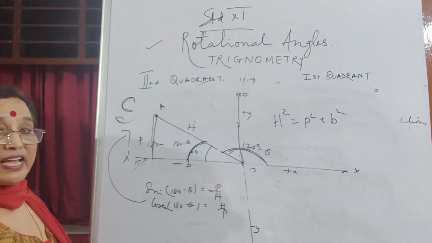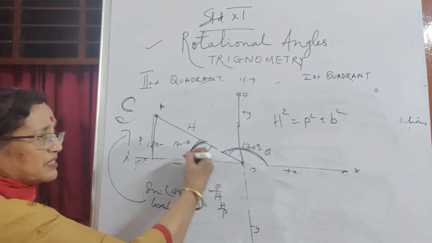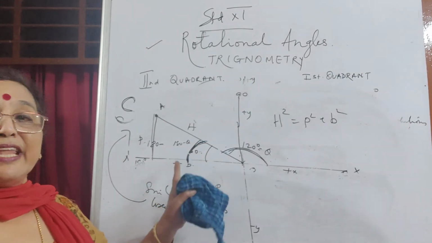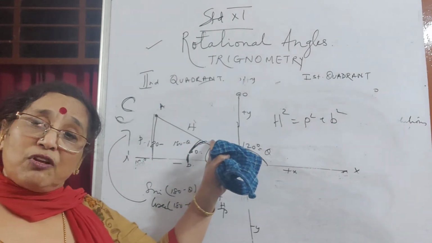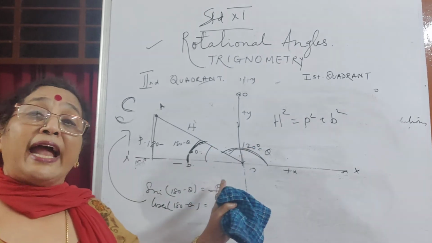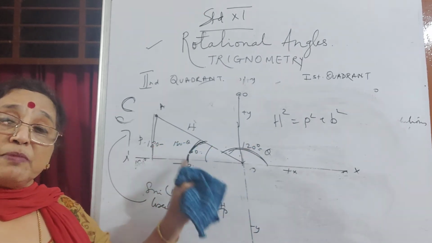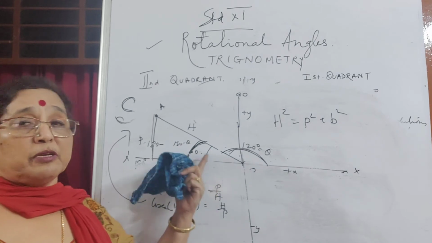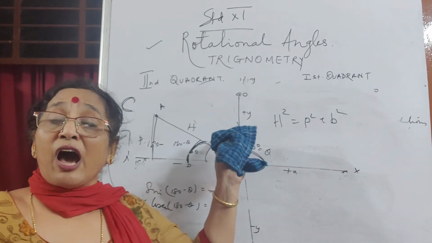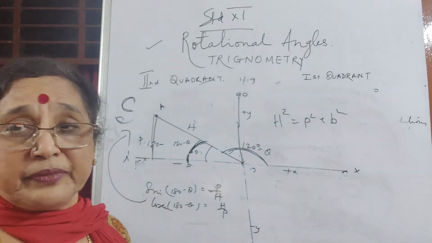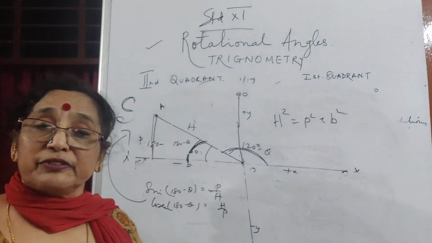So cos of this angle, whatever this angle is, will be negative because it is minus b by h. So sec will also be negative, h by minus b. And tan is also negative because it is p by minus b, and cot is minus b by p. That is why this is the house, or sasural, of sine. Sine and cosec are positive.